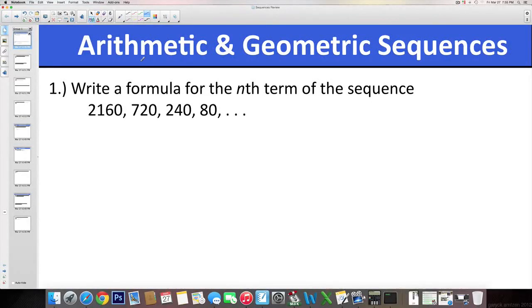So let's go through some questions that could potentially be on your test. This doesn't mean that it's limited to these questions, but this should be a nice review. So the first question asks us to write a formula for the nth term.